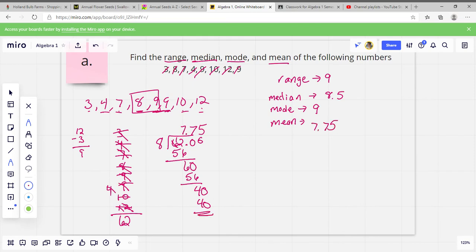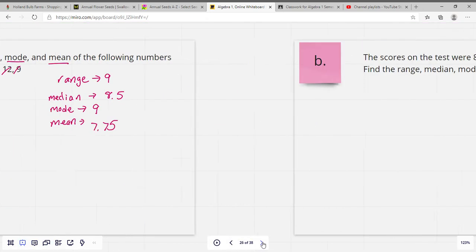Let me double check all those answers in my answer key here, quick, to make sure I got those right. All right, so range is 9, median 8.5, mode is 9, and the mean is 7.75. All right, move on to B.